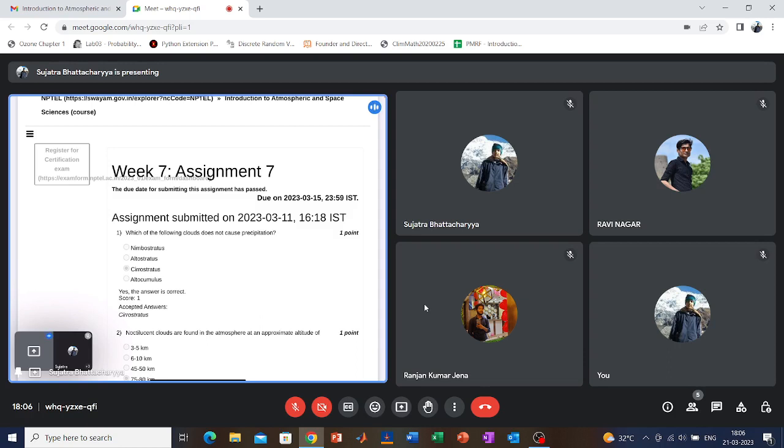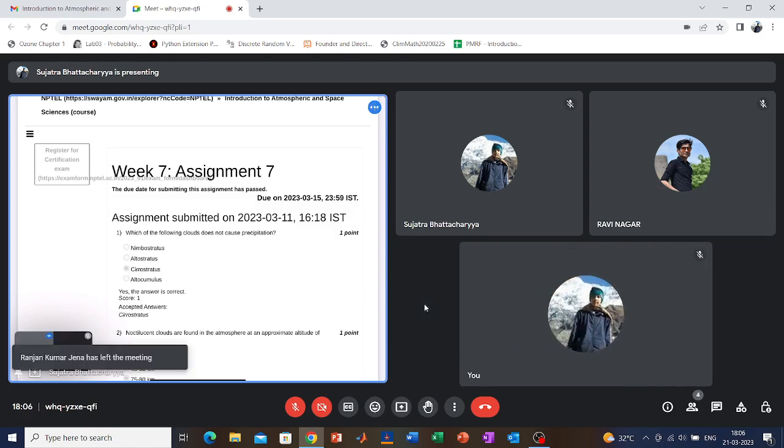Next is altostratus. These are middle level clouds and these are precipitation bearing clouds. And in fact, altocumulus also is a precipitation bearing cloud. Only the high level clouds, which are very small in size, like cirrostratus or cirrus, generally do not bear any precipitation. Therefore, the only option which is true here is cirrostratus, which does not cause precipitation.